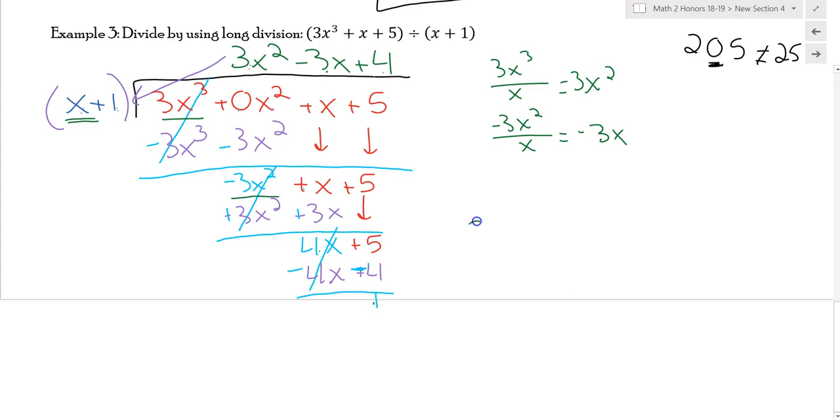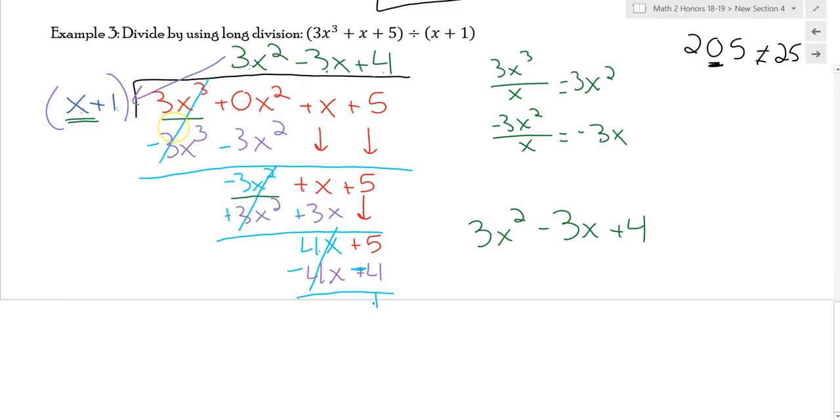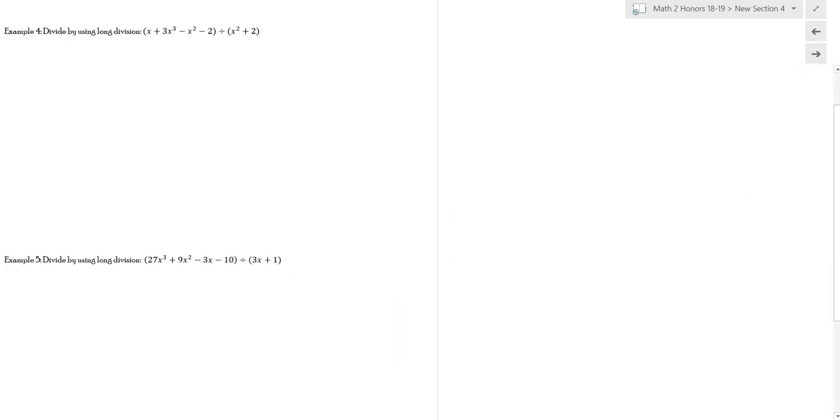So then I have my answer is 3x squared minus 3x plus 4. Our remainder is 1, so we have to add that on. And we say it's positive, so it's plus 1 out of x plus 1, because x plus 1 is what we were dividing by. So this whole thing is our answer. All right, I'm going to see if there's anything.